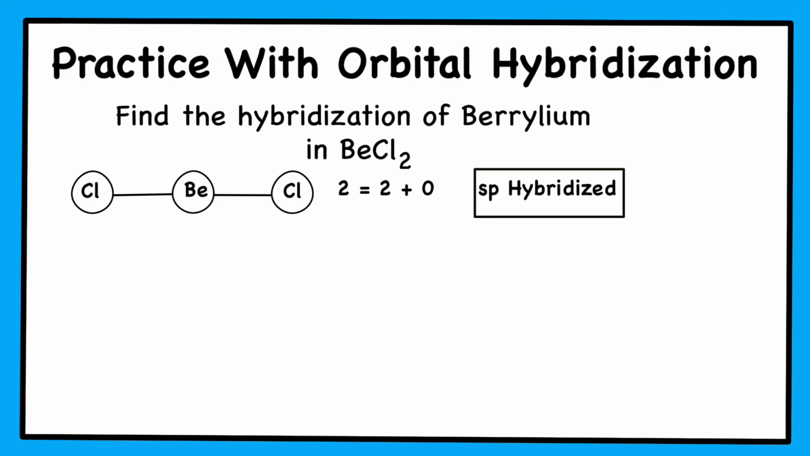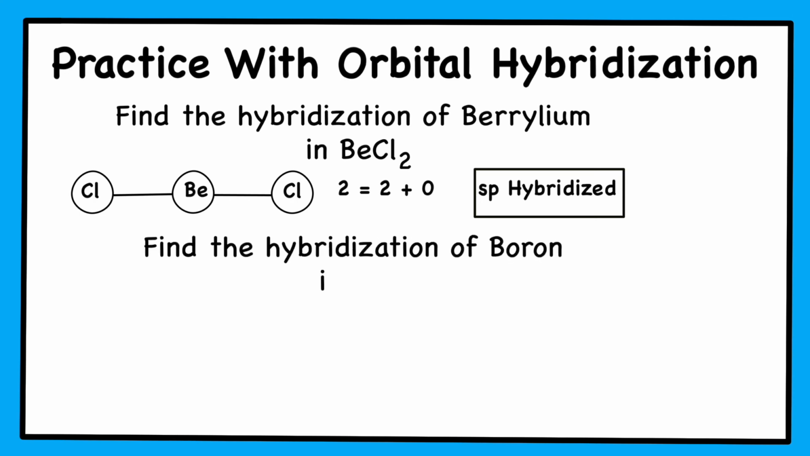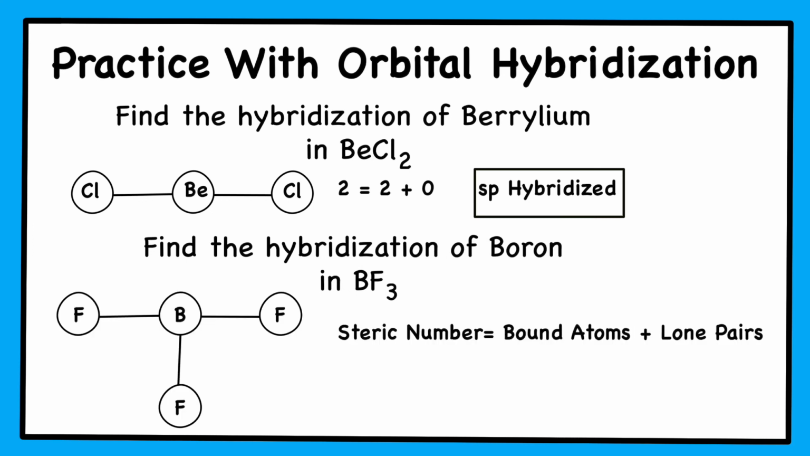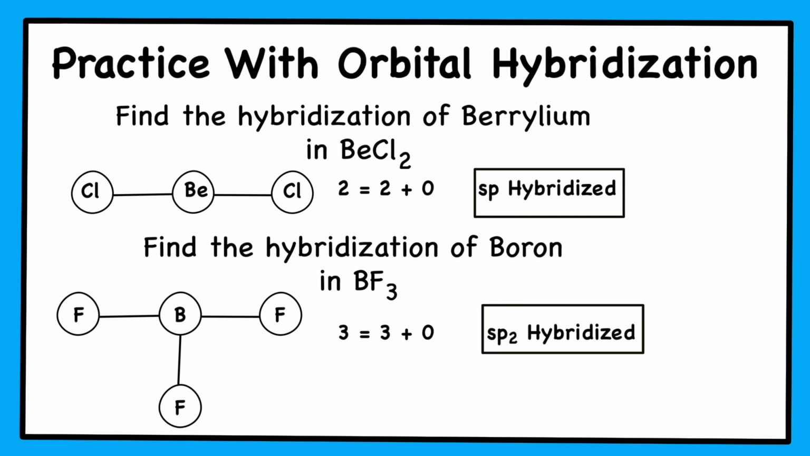Let's do another one. What is boron's hybridization in BF3? BF3's Lewis structure would look like so. Boron has 3 atoms attached to it and no lone electron pairs, so this would give me a steric number of 3. This means the boron in BF3 has an sp2 hybridization in this formula.